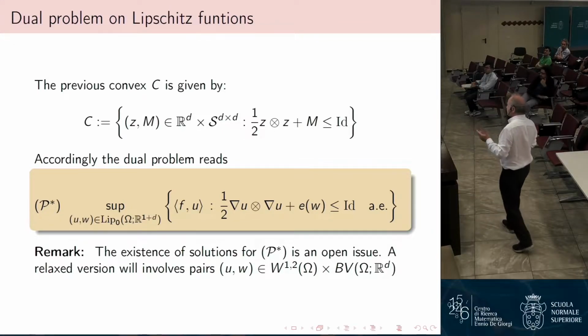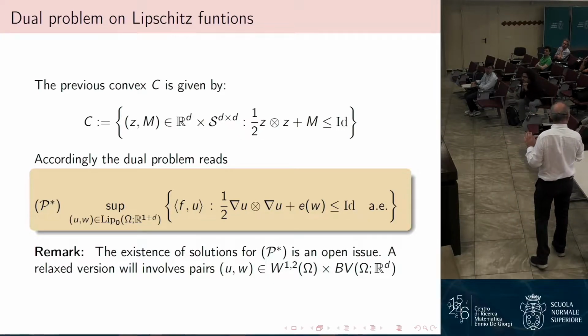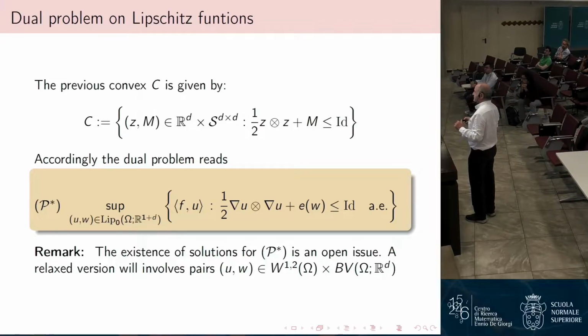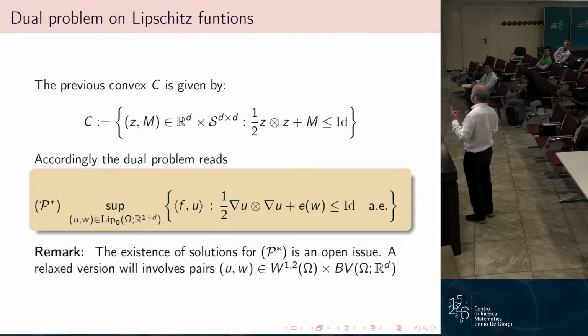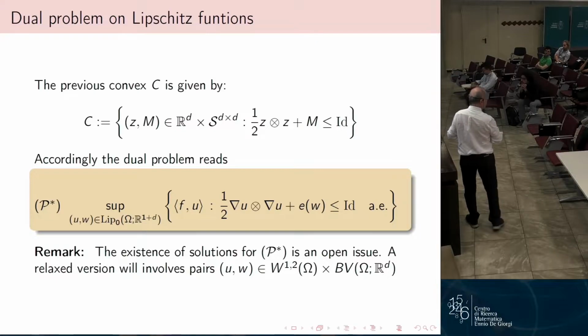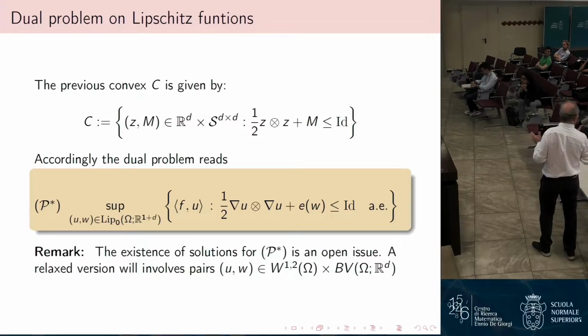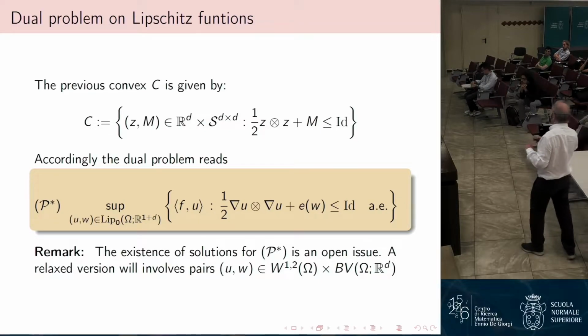Okay, and so the compactness of a maximizing sequence is not clear. What we could prove is that the maximizing sequences are bounded in W^{1,2} and in the Hölder space C^{1/2}, and we could prove only that W is bounded in BV. So a priori, you cannot expect to have a solution which is continuous for the W.